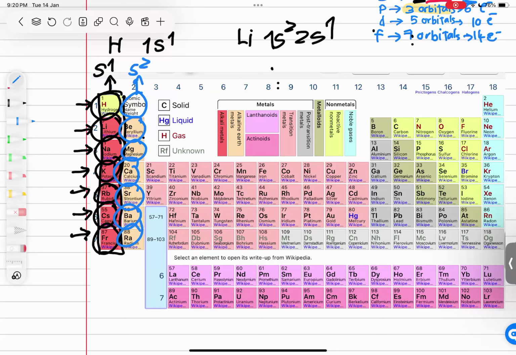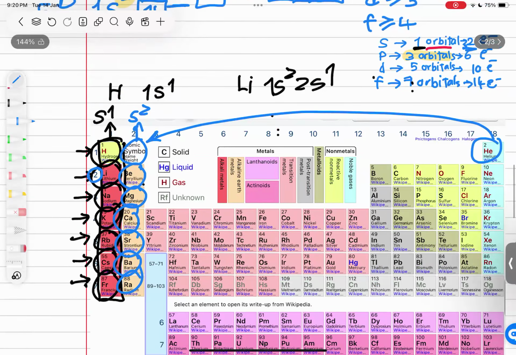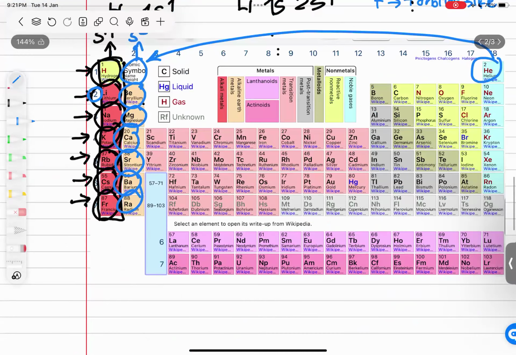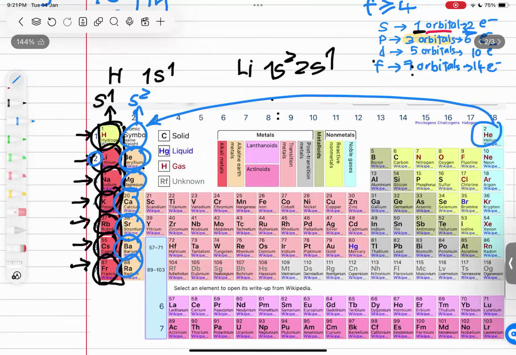Do you remember when we said helium should not be here, it should be here? Yes, because what was the configuration of helium? 1s2. But what about beryllium? It's not period 1, it is period 2. So it ended in what? Beryllium ended in 2s2. Why 2? Because it's in period 2. Why s2? Because it's in group 2. So any element in group 2, its configuration will end with s2. Any element in group 1, its configuration is going to end with s1.